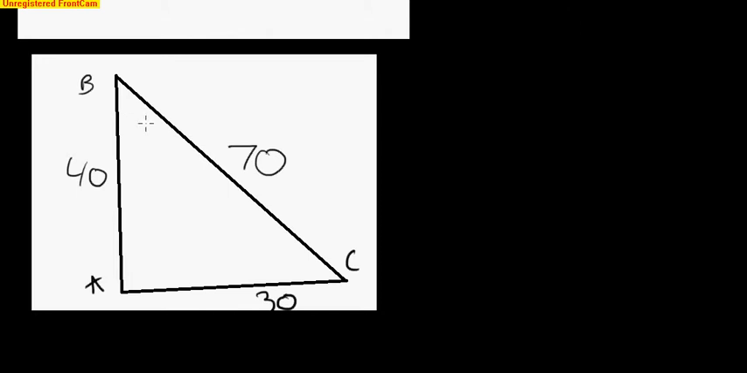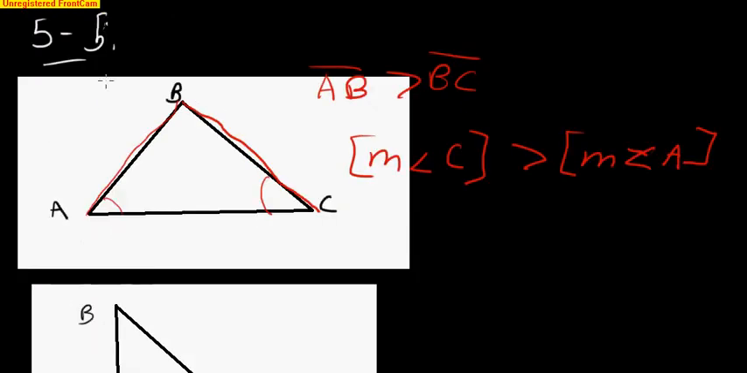We're given these three side lengths: 30, 40, and 70. Okay, so what do we know? Well, we know that 30 is the smallest side, 40 is in the middle, and 70 is the largest side. So based upon this theorem that we learned up here, we know that the angle opposite the smallest side is going to be the smallest angle. The angle opposite the middle-length side is going to be between the largest and smallest angles. And the angle opposite the largest side is going to be the largest angle.